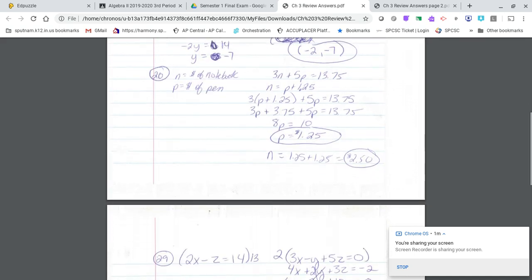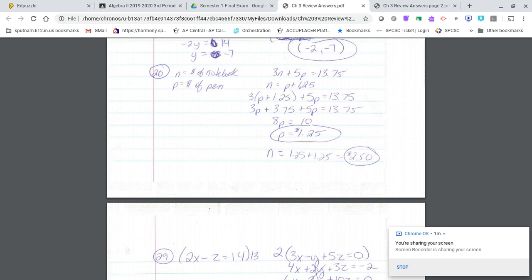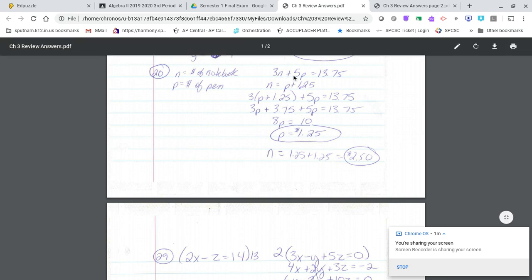Story problems: figure out your two variables, write your equations, and then do substitution or elimination. So in this one, I used N for the price of a notebook and P for the price of a pen. So 3 notebooks and 5 pens cost $13.75, and a notebook was $1.25 more than a pen. So that's where my equations came from.